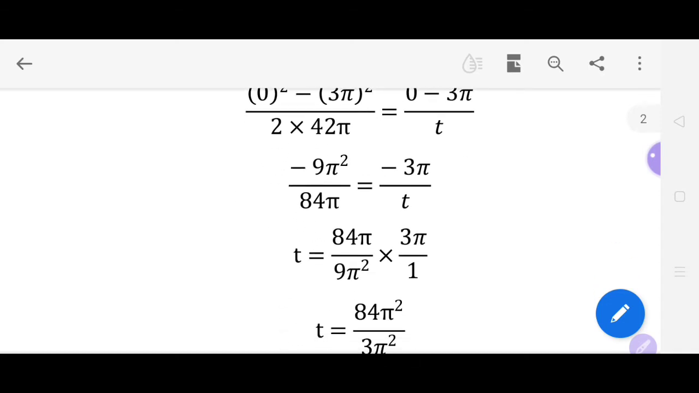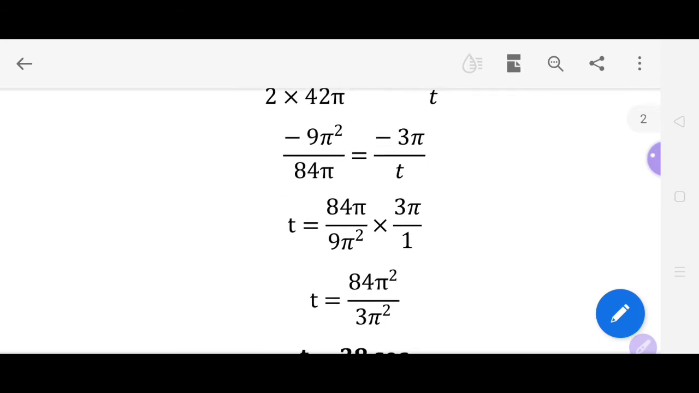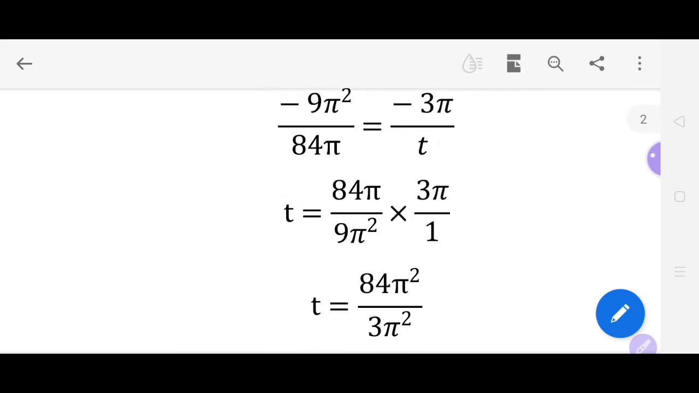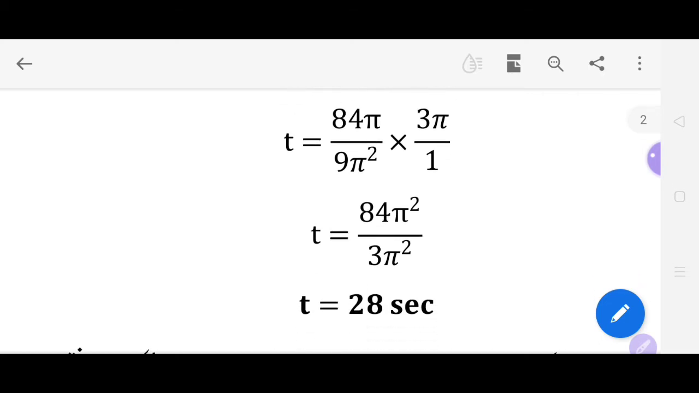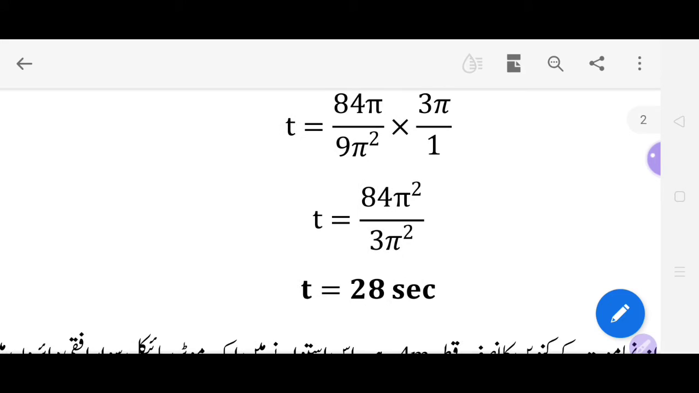Now putting all these values and solving, as you are looking at the screen, we can get t is equal to 84 pi square by 3 pi square, which gets cancelled, and dividing 84 by 3 is 28. So the answer is 28 seconds. It means that the fan will stop after completing 21 revolutions in 28 seconds.